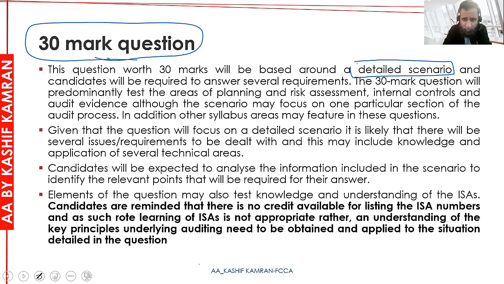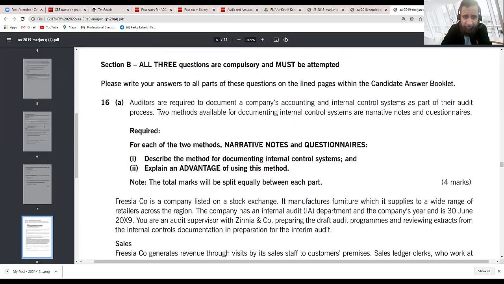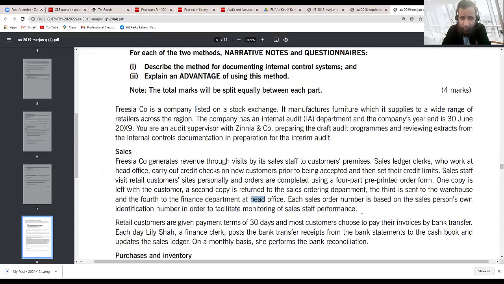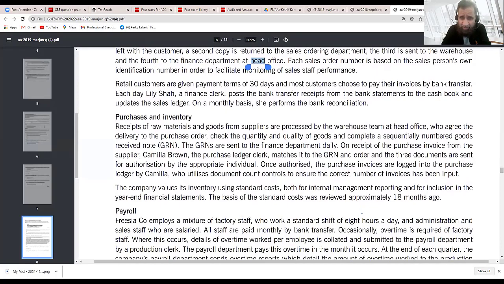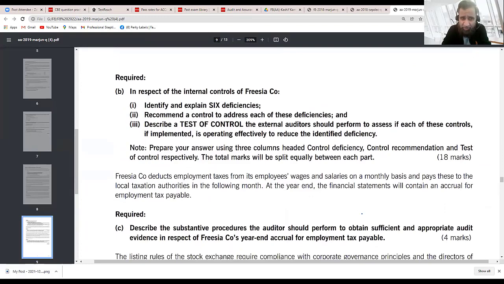If I just show you a glimpse of section B again. Can you all see section B on your screen? In section B, all three questions are compulsory and must be attempted. Now look at the structure of section B. You have a long case study in front of your screen, the Frisia company. The examiner is telling you about the Frisia company's sales, purchase and inventory, and about the payroll. And then the examiner comes down to the requirements of the case study.